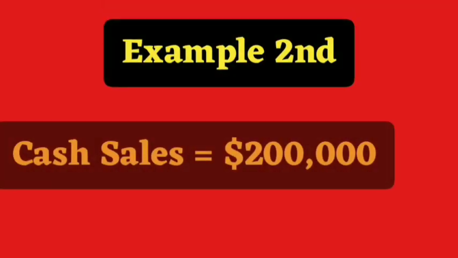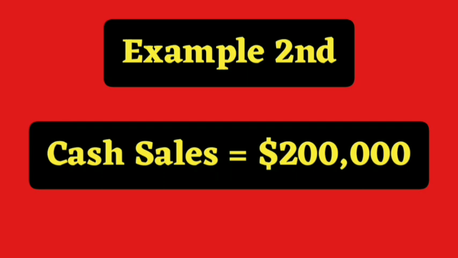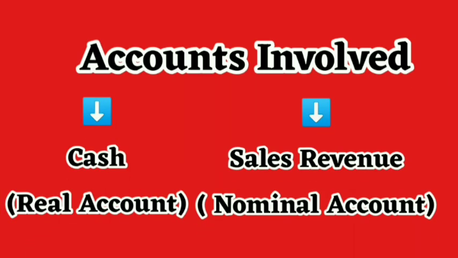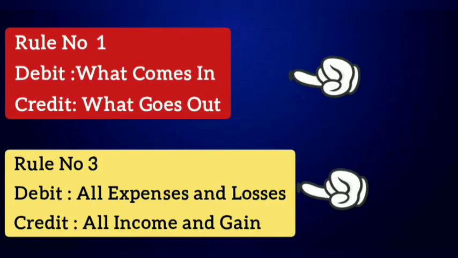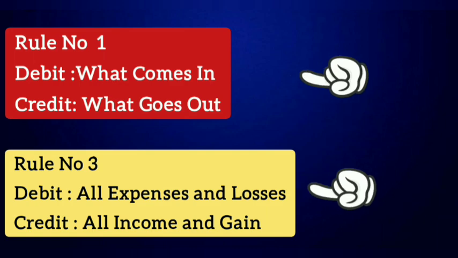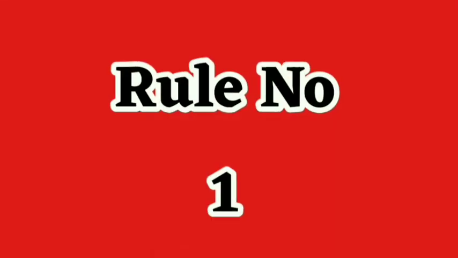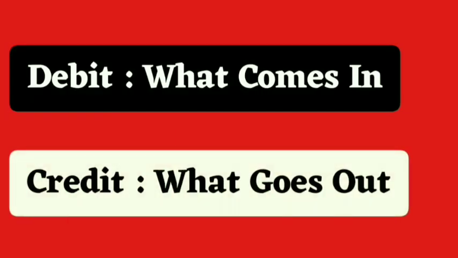Let's take one more example. Record cash sales of $2 lakh. Two accounts are involved here. Cash account, which is a real account, and sales revenue account, which is a nominal account. Therefore, we will apply golden rules number 1 and 3 to record this transaction. Cash is a real account. Therefore, golden rule number 1 will be applied. Debit what comes in, credit what goes out.